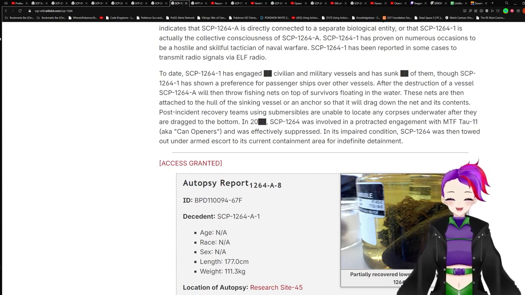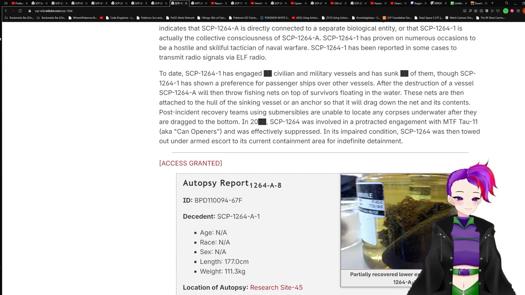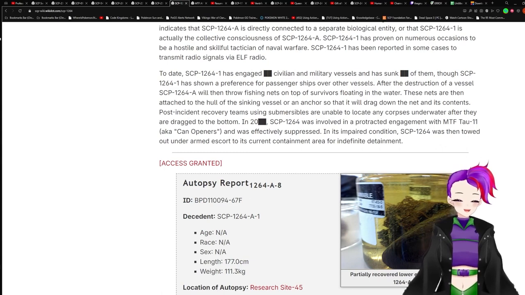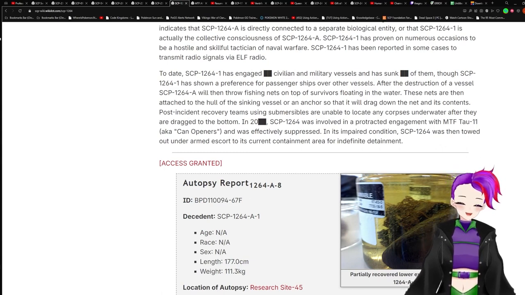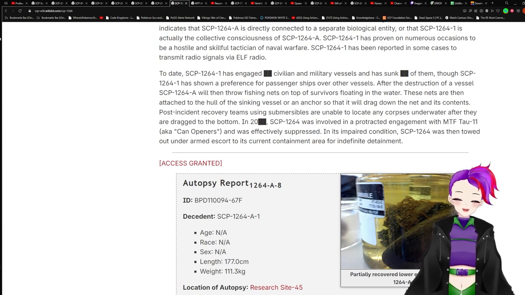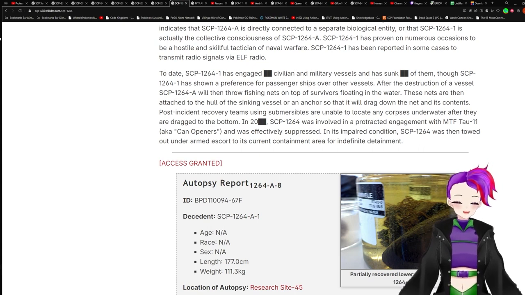In [redacted], 1264 was involved in protracted engagement with MTF Tau-11, aka Can Openers, and was effectively suppressed. In its impaired condition, 1264 was then towed out under armed escort to its current containment area for indefinite detainment.